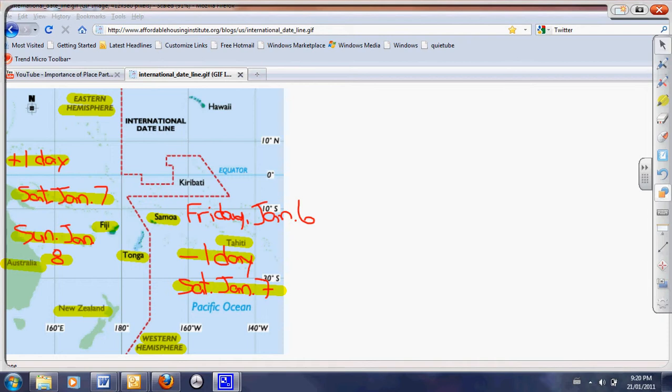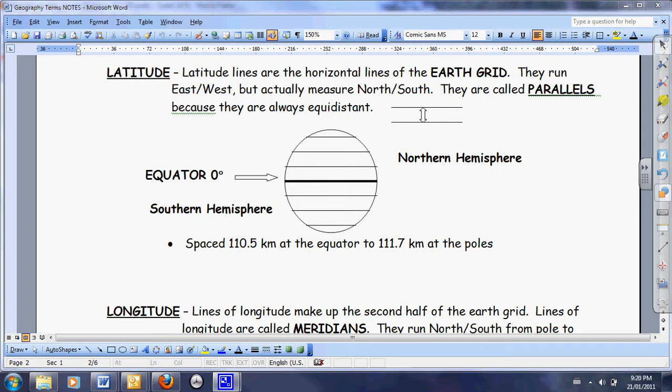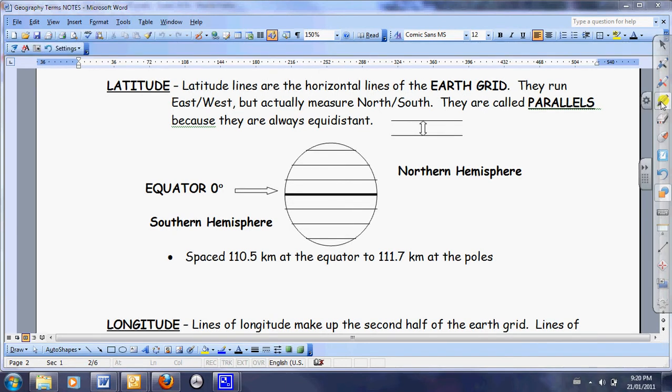So that's how you would have your birthday 2 days in a row. So to take a look at this information in a little bit different light, you don't need to write anything down, because this should be review again.